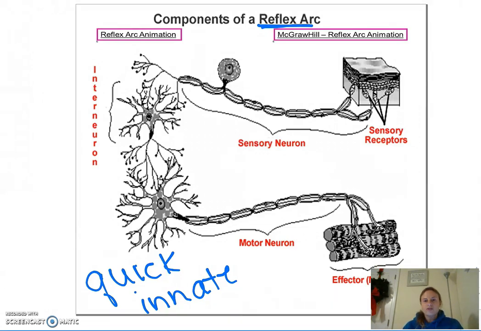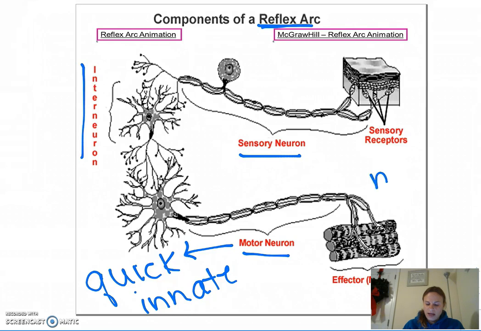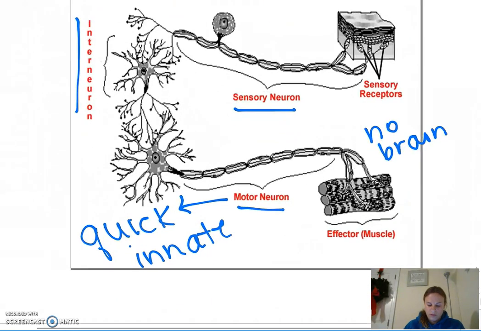Well, they involve a small number of neurons when we compare it to an action potential that travels through many neurons. So a reflex arc involves a sensory neuron, an interneuron, and a motor neuron. So a small amount of neurons are involved in a reflex arc. And why would that be? It's because we need our reaction to occur quickly. Furthermore, our brain is not going to be involved in this reflex arc. Instead, it's going to involve our spinal cord.